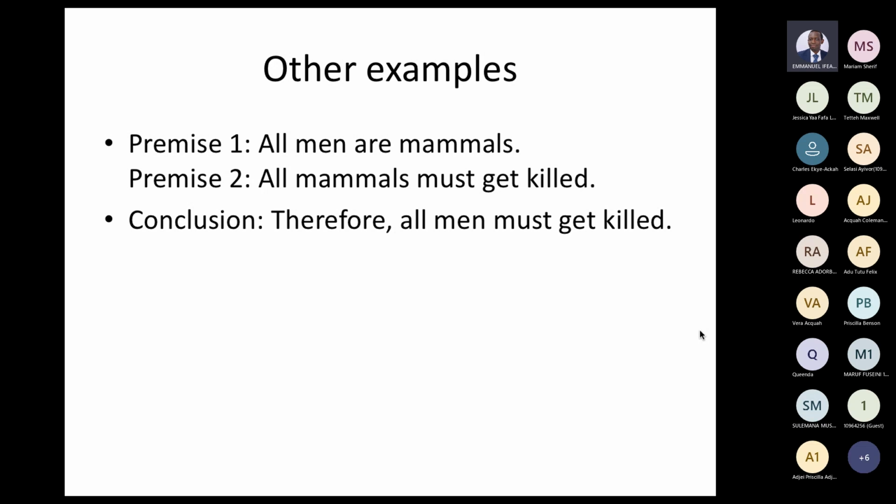But is the argument true? The argument is not true. Therefore, it's not sound, because one of the premises is not true. All mammals must get killed is not true. So the argument is valid, but not sound.